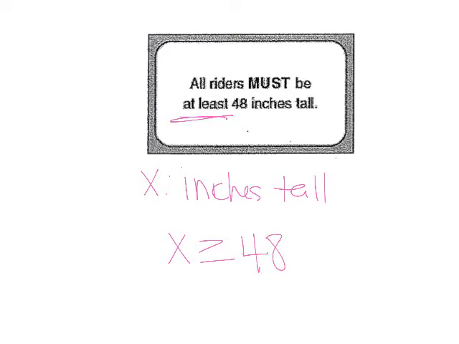If riders must be at least 48 inches tall, how tall could they be? Can they be 48 inches? Yes. Can they be 49? Yes. Can they be 50, 51, 52? They need to be a minimum of 48 and then anything above that. So X is the number of inches, and X is at least. That means it needs to be bigger than or equal to 48. And that's just a simple basic inequality.